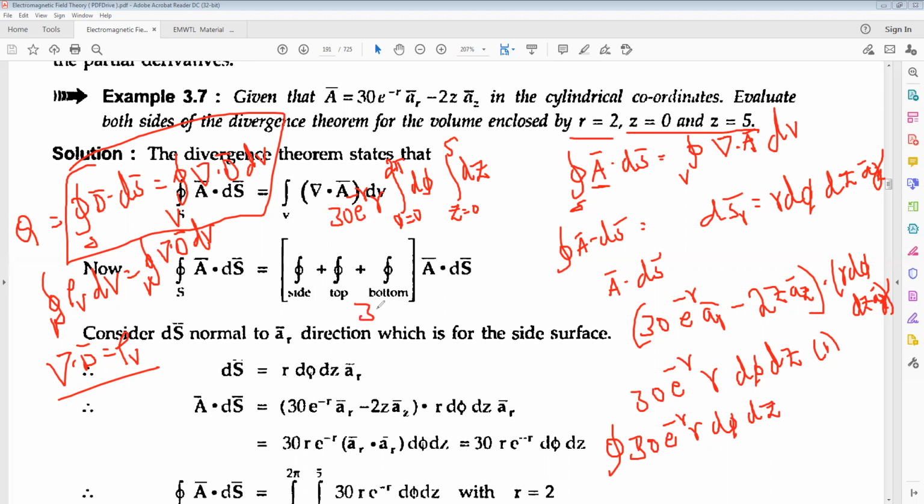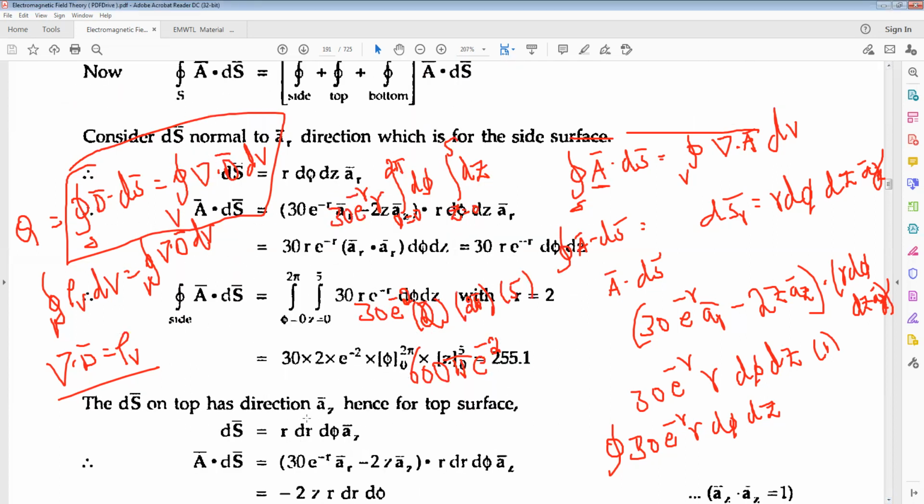Substitute the r value: 30 into e power minus 2 into r, that value is 2. And d phi, applying the upper limit, is 2 pi, and for z also the upper limit gives 5. So 30 into 2 is 60, 60 into 5 is 300, giving 600 pi e power minus 2. And so you can find the value, you'll get the integral value. I think this total value is 255.1.